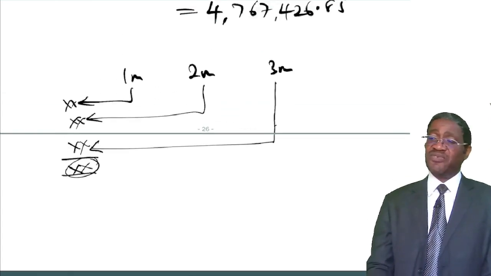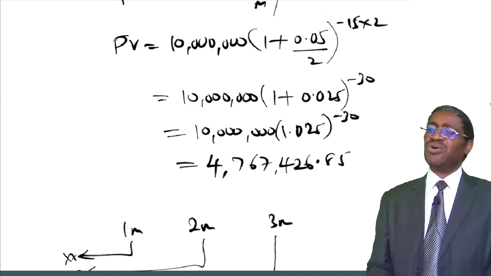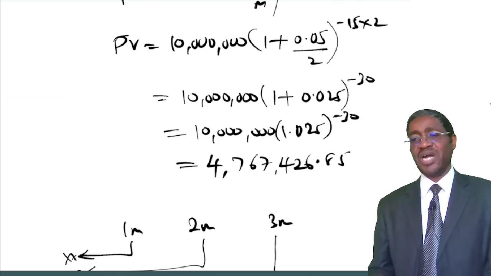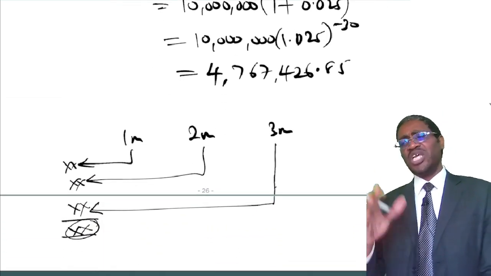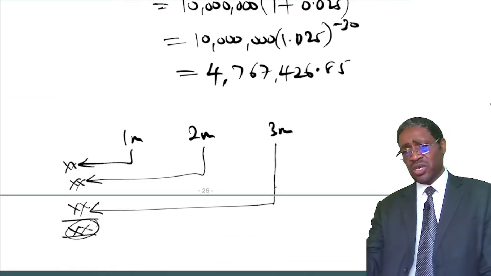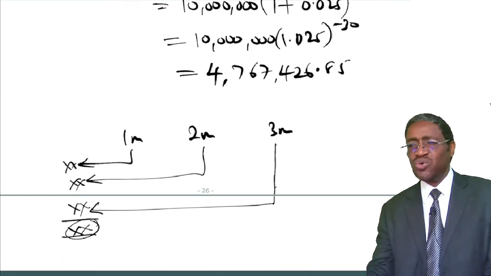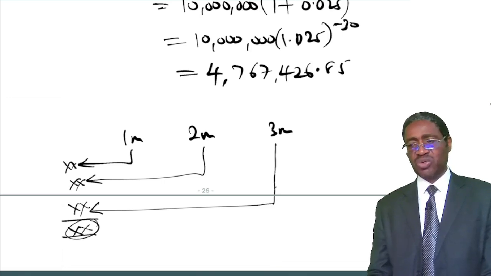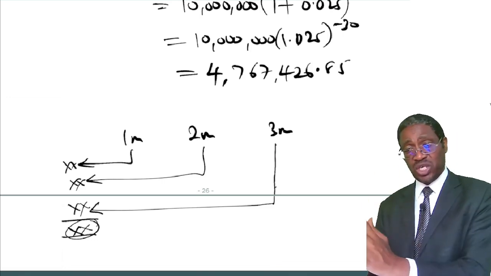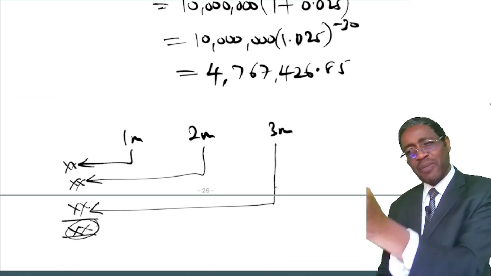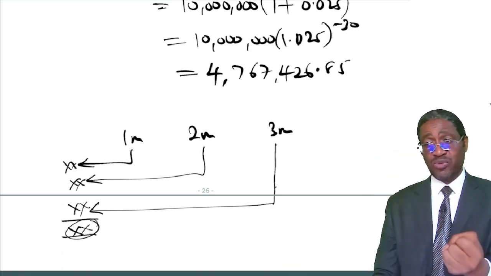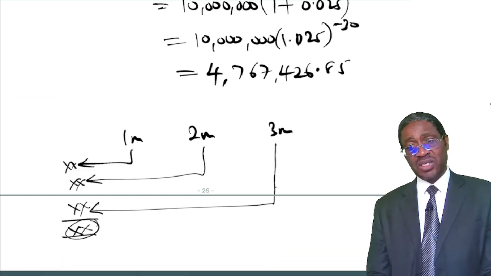This example I've done, we are receiving 10 million 15 years from now. But now I'm saying, what if you are to receive some future cash flows? How much should you invest now for them to give you what you want in the future? So what you do, you get the present values of those future cash flows. That's what we're saying.